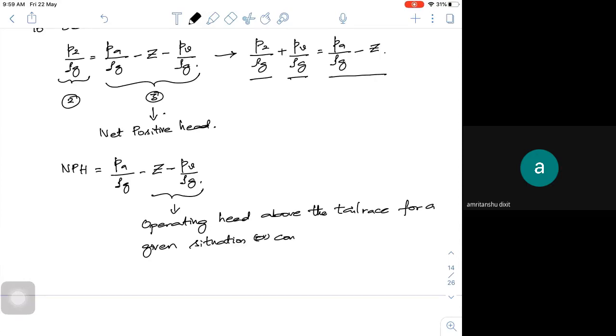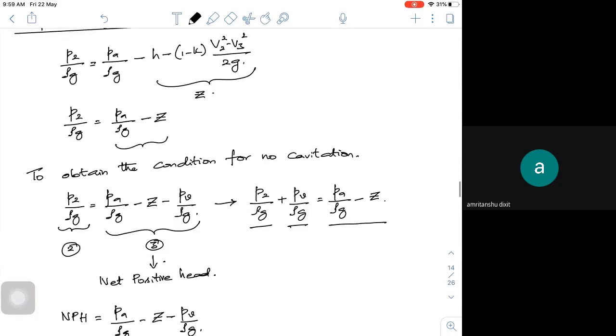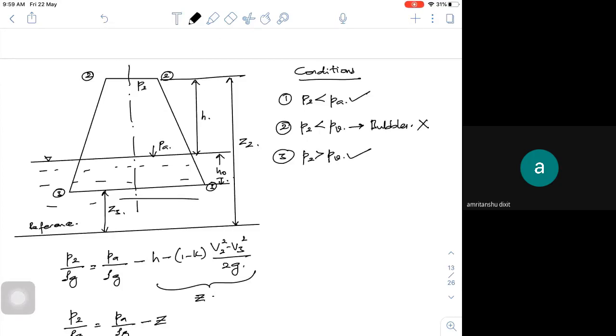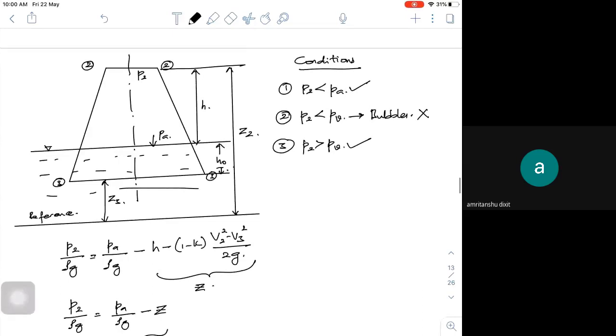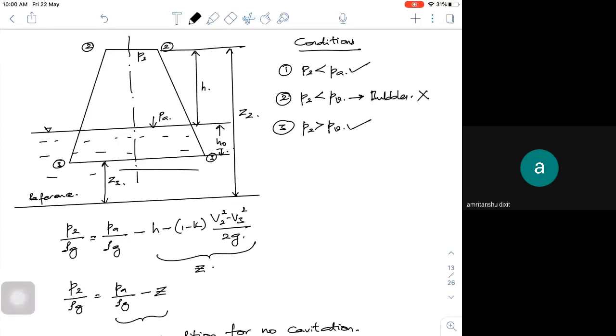I'll come to that sketch and try to explain. Now look at this. The whole thing, if I call it Z, is nothing but H minus this particular thing. I have to play with this Z in such a way that the operating head is maintained, because I can't expect the tail race to always be a certain level. The level of the water in the tail race may go down, or sometimes it may come up.